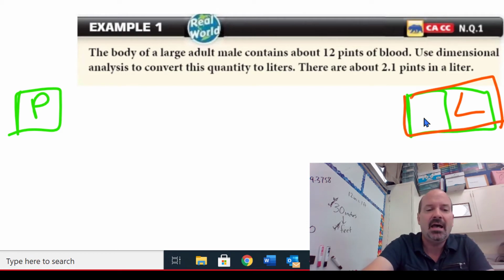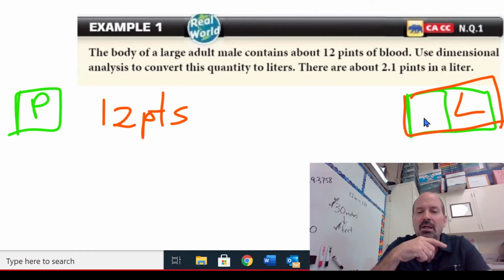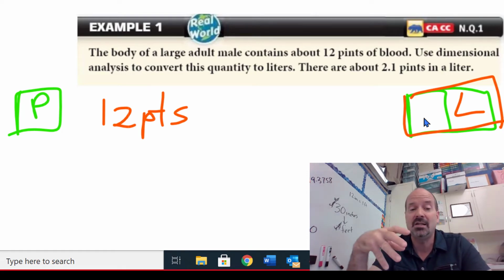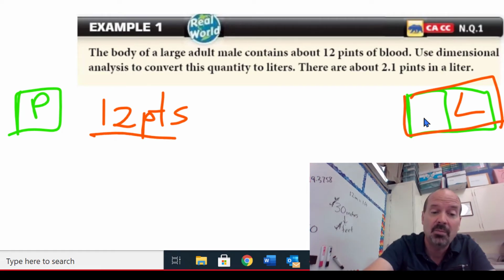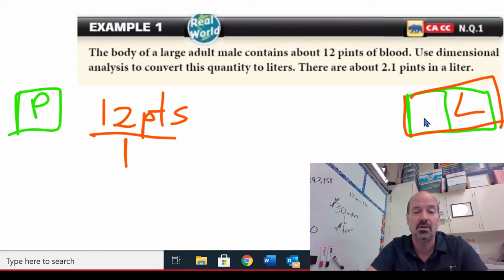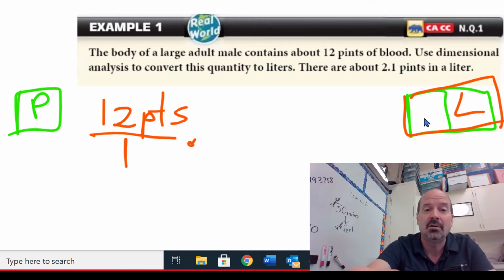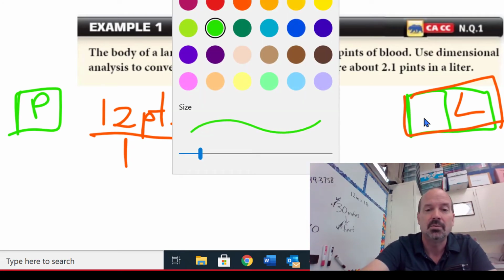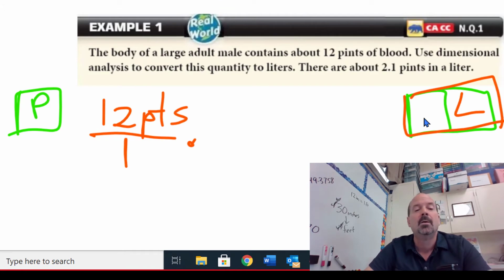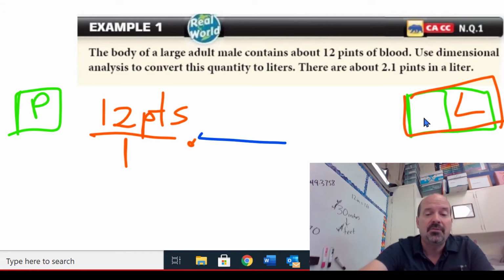If I had 12 pints, and I wanted to change it, how does a fraction help me? Well, let's start with a fraction. 12 pints over 1 makes it into a fraction or a ratio, right? And I'm going to multiply by a fraction. So let me switch colors up real quick here. I already used green. Let's use blue. Okay. So I'm going to multiply by this other fraction.